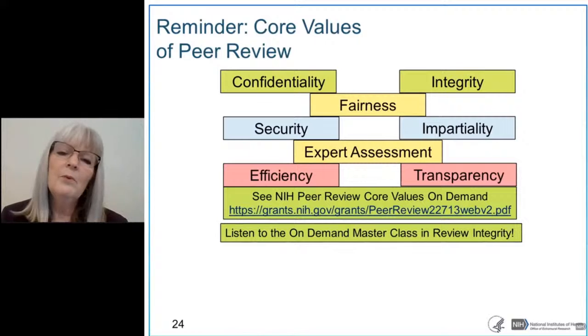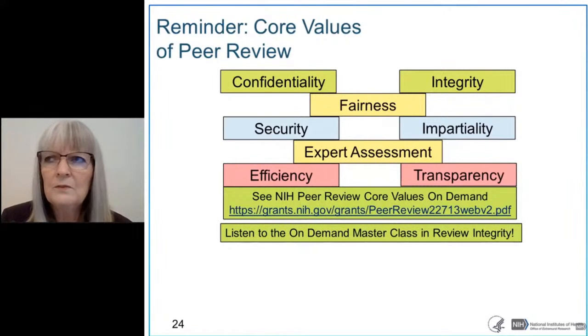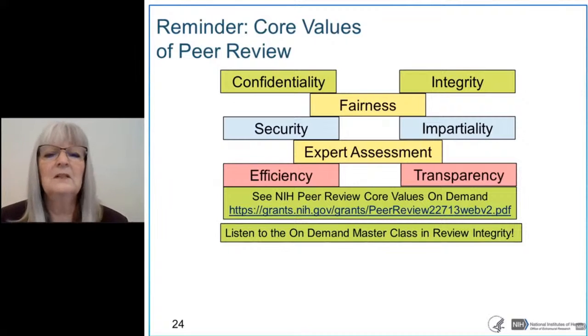Fairness. From the point of view of the NIH, fairness means what I mentioned before: all of the applications that were submitted to a particular funding opportunity are reviewed according to the same review criteria and the same scoring scale. So we don't evaluate those applications differently. Each application is reviewed according to the same process.